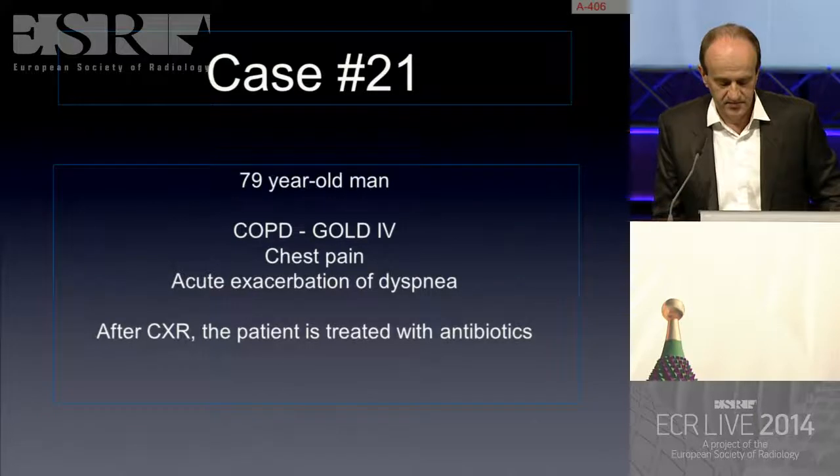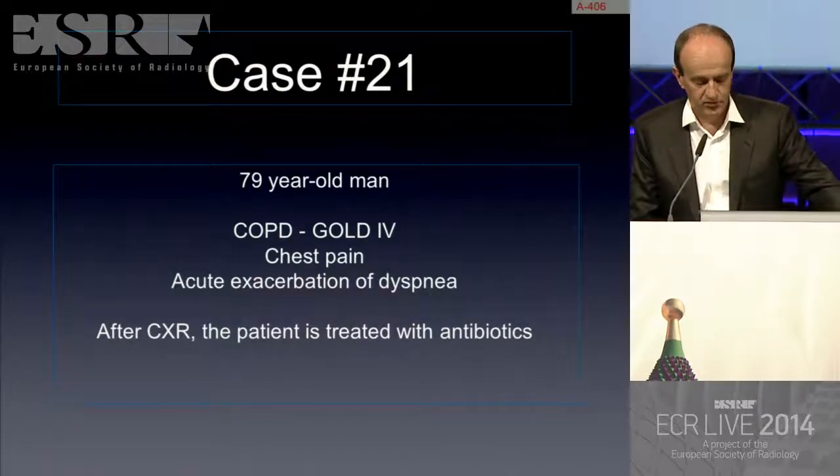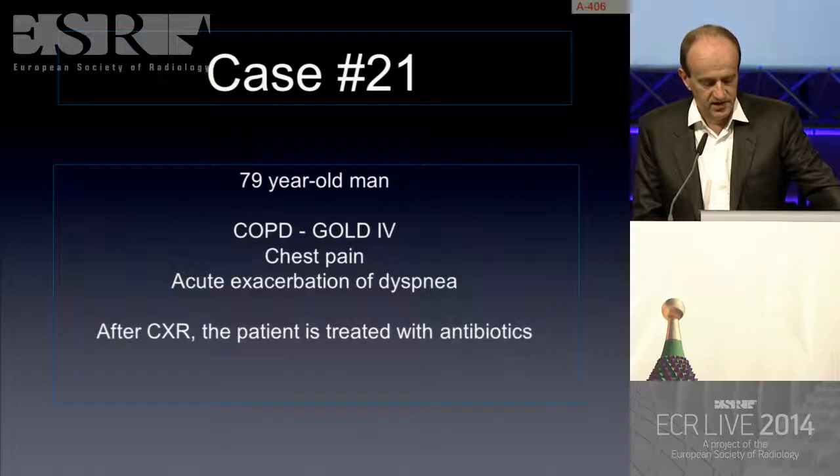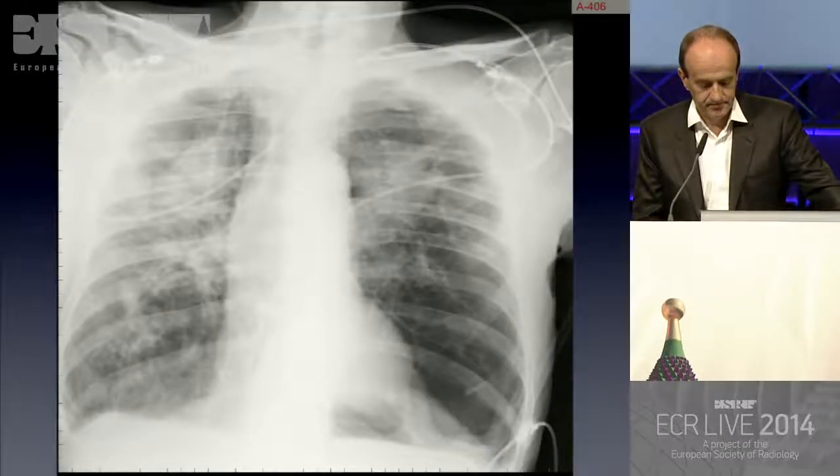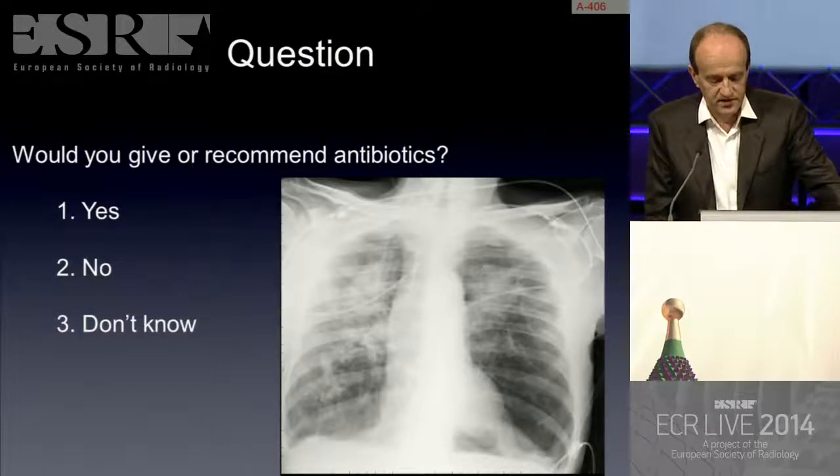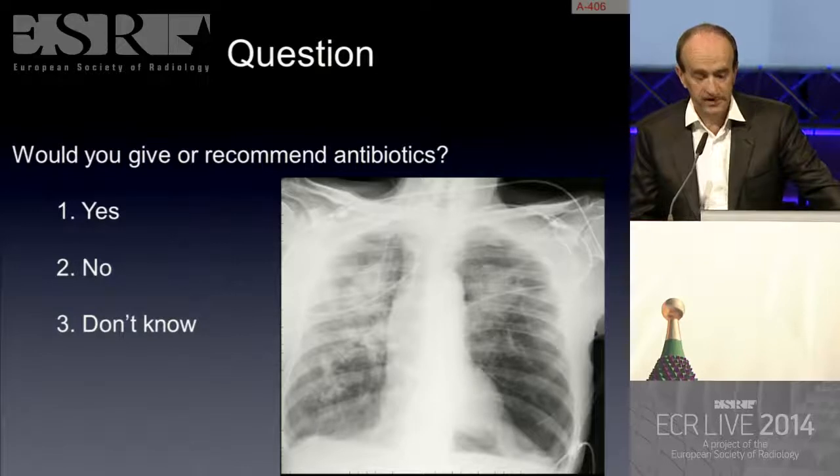Case 21. This is a 79-year-old man, COPD, severe. He complains of chest pain, exacerbation of dyspnea. He's got a chest radiograph, and thereafter he is treated with antibiotics. And the question is, would you recommend or give antibiotics? Yes, no, don't know. Please vote now.